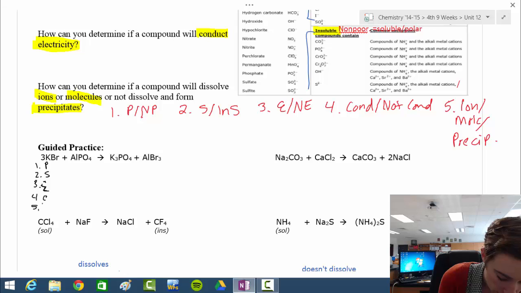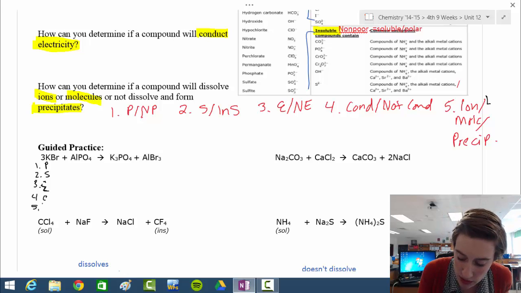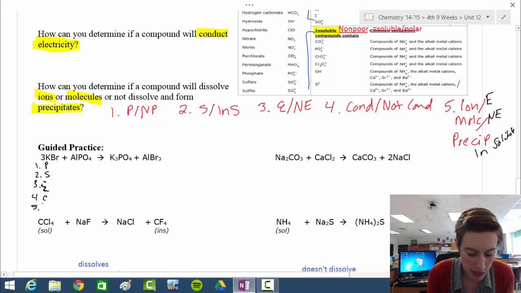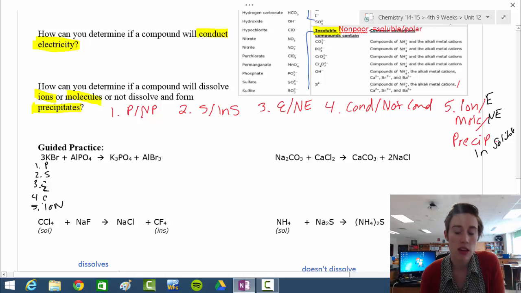Question 5 asks me, is it going to form an ion, is it going to form a molecule, or is it going to form a precipitate? Well, it'll form an ion if it's an electrolyte. It'll form a molecule if it's a non-electrolyte. It'll form a precipitate if it's insoluble. Okay, so it's an electrolyte, so it's going to form an ion. So I'm going to put an ion here. Now I'm going to do the same for the other substances.